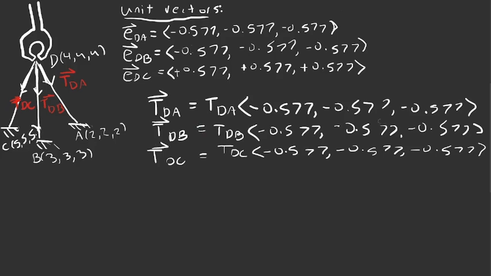And just like that, we have all of our forces written out in terms of a magnitude and a direction. And you may be thinking, how in the world are we supposed to find out these magnitudes? That's where our equilibrium equations come in. Each of these forces has to cancel each other out somehow, right? Because this whole system is going to be in equilibrium.